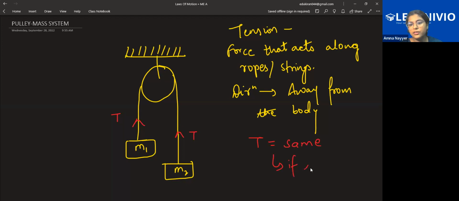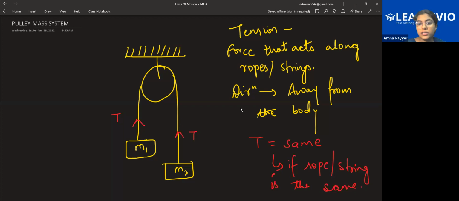If the rope or string is the same, then we use the same tension. If these were two different strings, then I would have used T1 and T2. Right now, there is no use of putting this as T1 and T2.